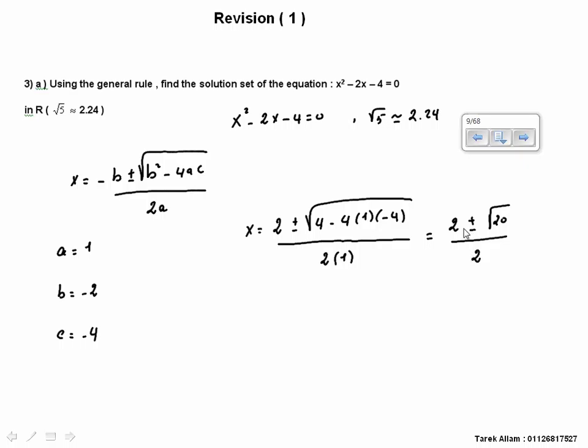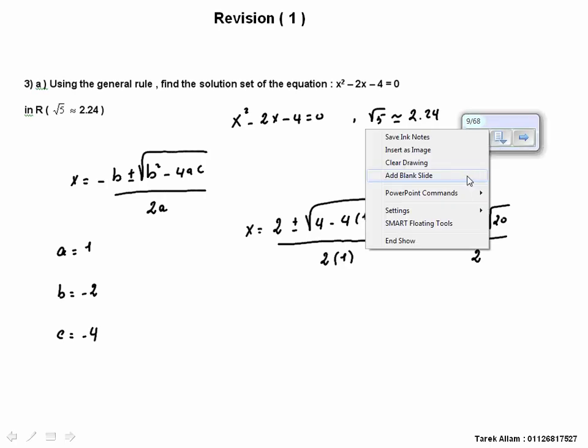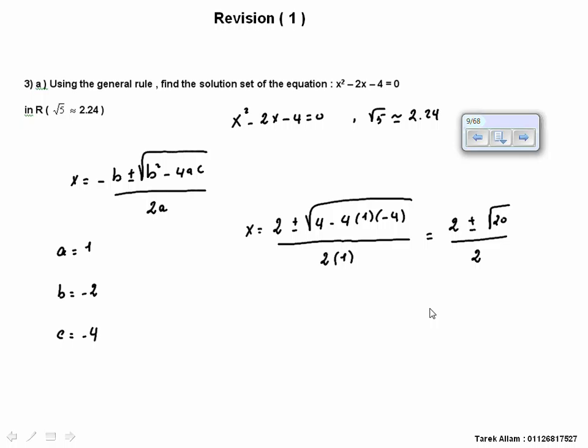Very well. By calculating, we will get the value of x. I calculated using my calculator. So x equals 1 plus root 5 or 1 minus root 5, because we have two signs here. By substituting the value of root 5, 2.24, x equals 3.24 or x equals negative 1.24. Those are the two values of x. Then the solution set equals 3.24 or negative 1.24.